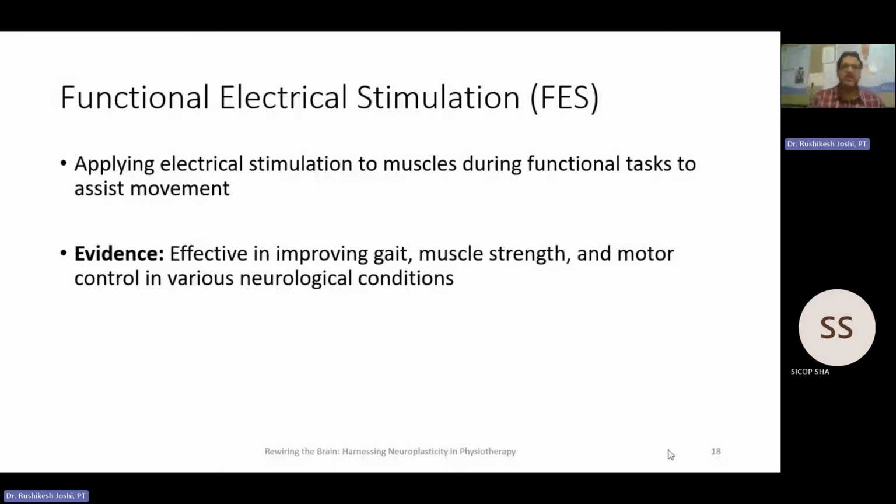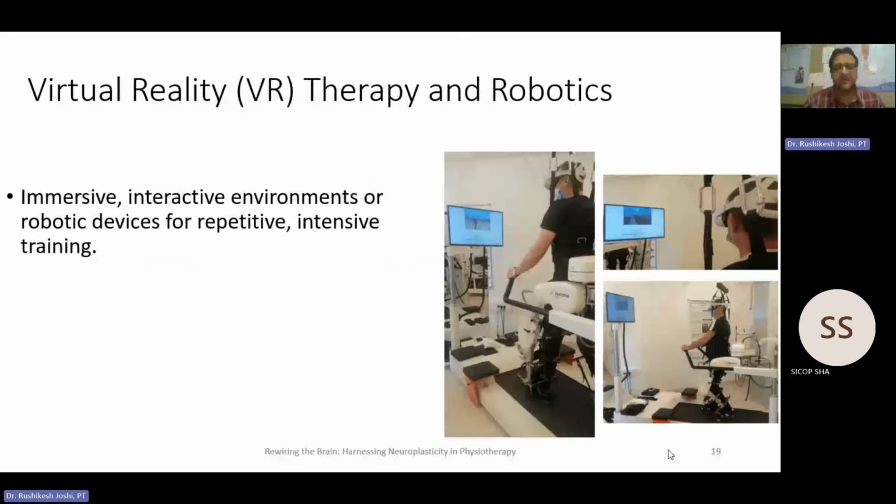All right, and yeah, if I talk about the recent advances, the robotics and virtual reality are growing like anything. Why? Because slowly and eventually the research has proved that these techniques work. How does virtual reality work? It's not the actual reality, but it's virtually created.